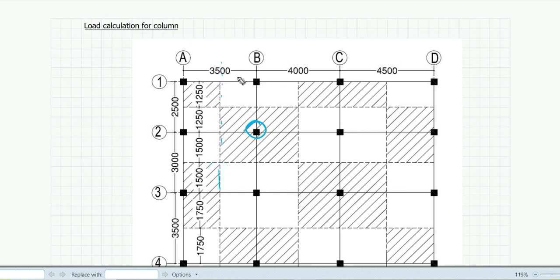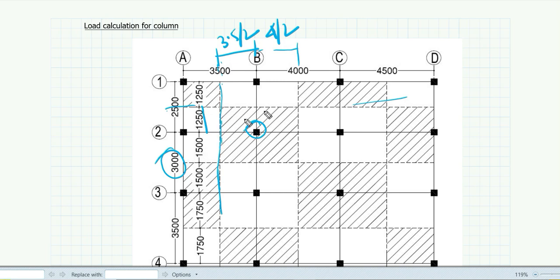Okay, suppose this is 3.5, you take half, you just draw a line, which becomes 3.5 by 2. You take a half over here, this is 4 by 2, then you draw the half line over here, 1.250, and here also divided by 3 divided by 2, that is 1.5 meter.